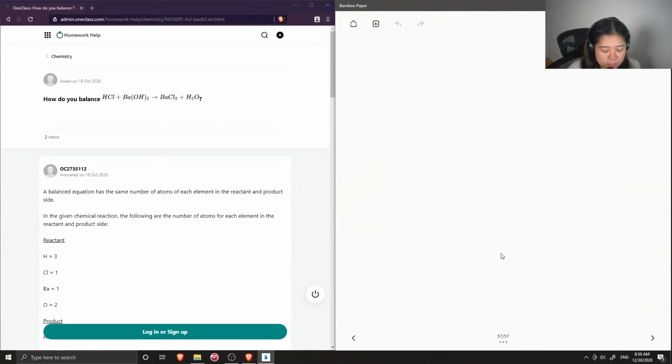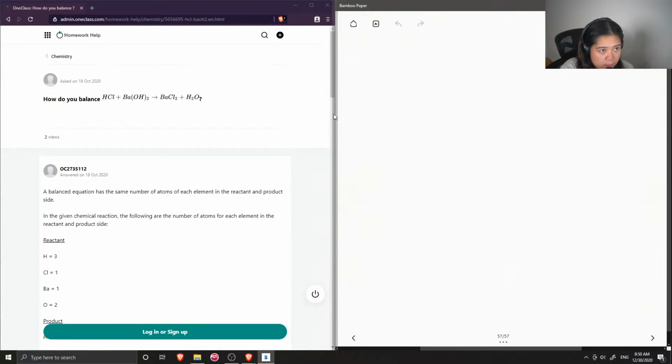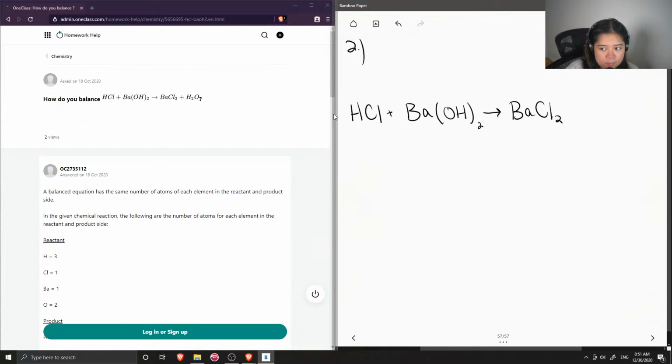Okay, so question 2 is just a balancing of the reaction. We have hydrochloric acid plus barium hydroxide produces barium chloride plus H2O.